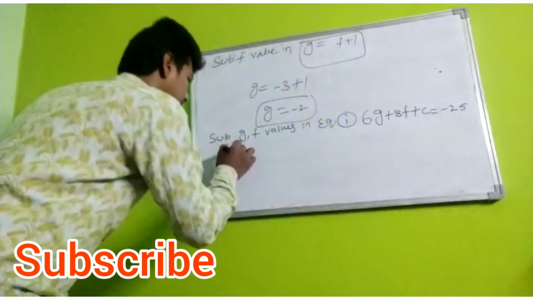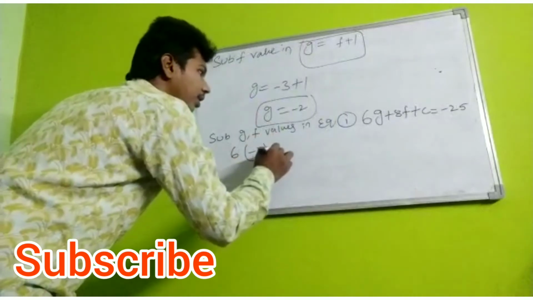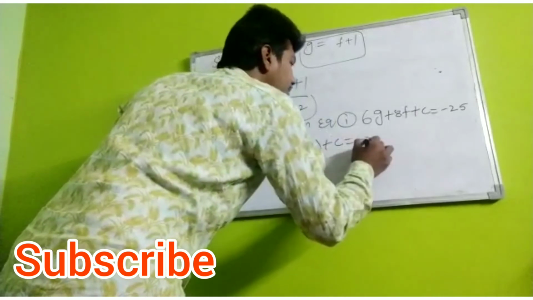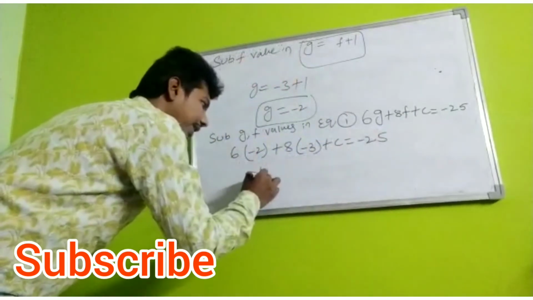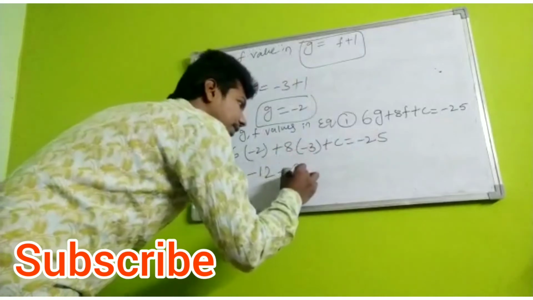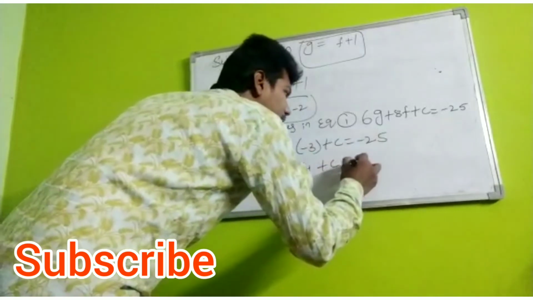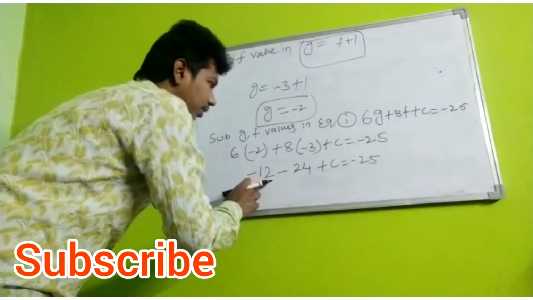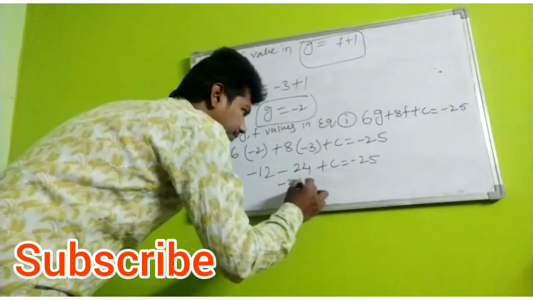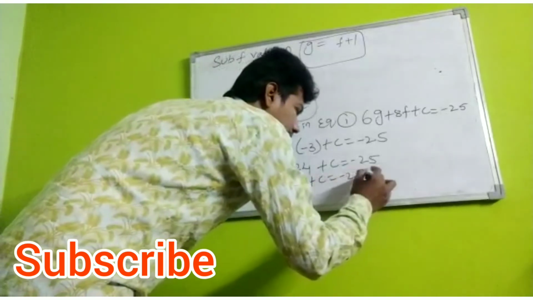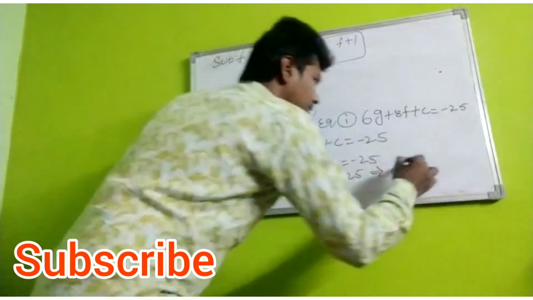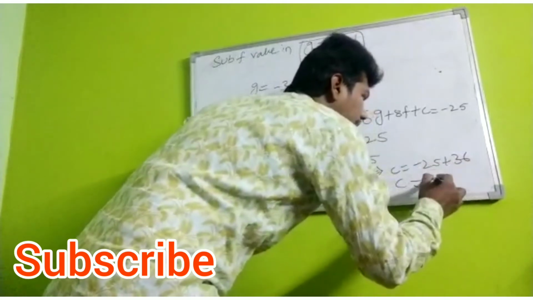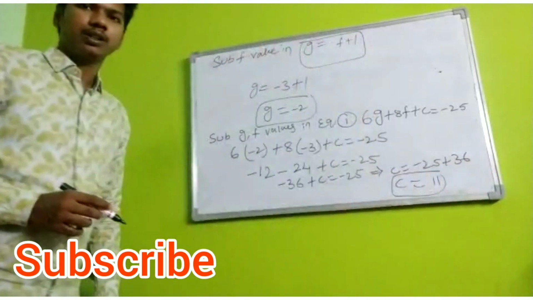Now 6 in place of g substitute minus 2, 8 in place of f substitute minus 3, plus c is equal to minus 25. Now 6 2s are minus 12, plus into minus minus, 8 3s are 24, plus c is equal to minus 25. Now minus 12 minus 24, minus 36, plus c is equal to minus 25. Therefore c is equal to minus 25 plus 36. So 36 minus 25, answer is 11. Now c value I got is 11.